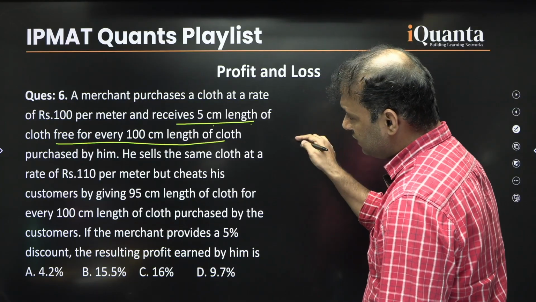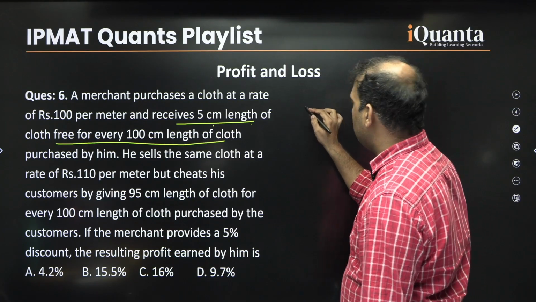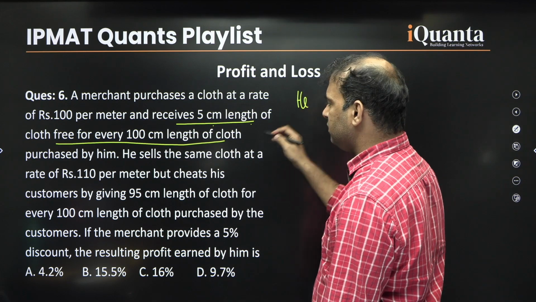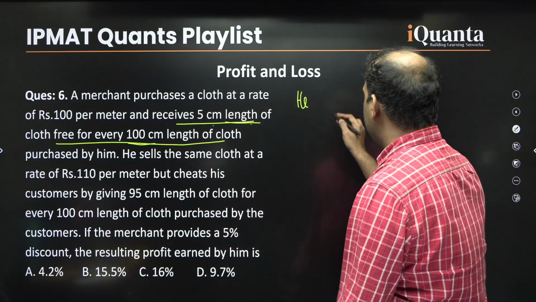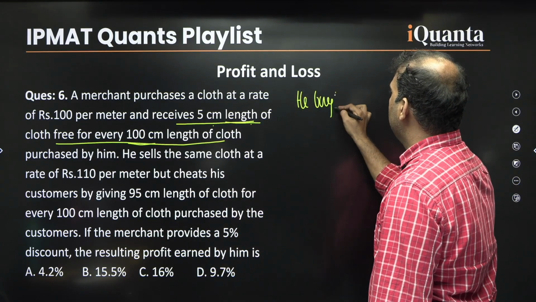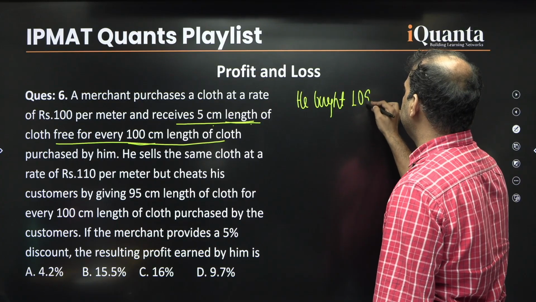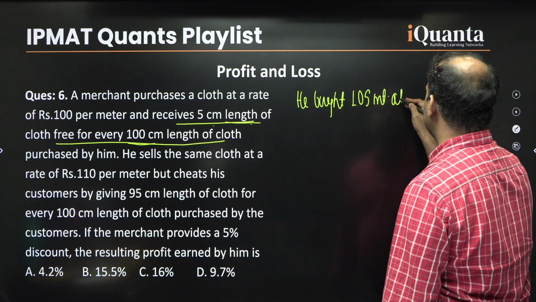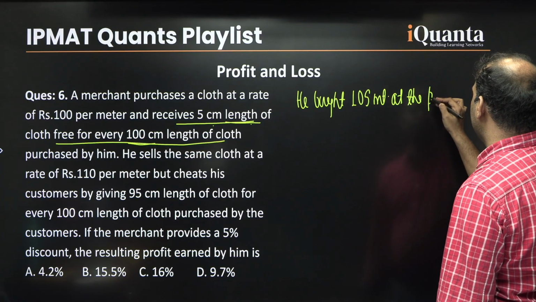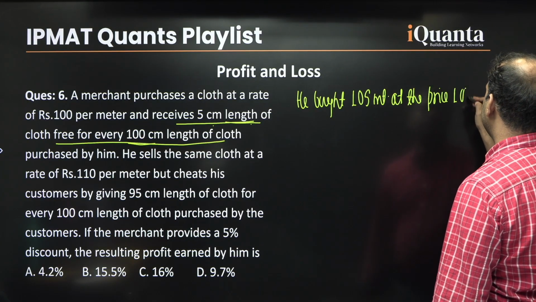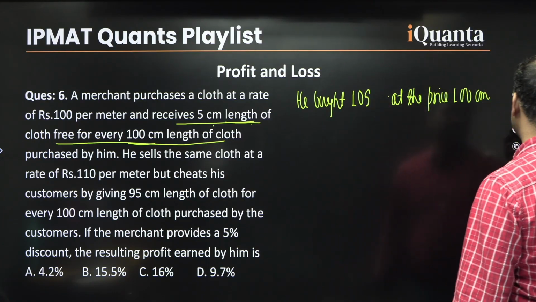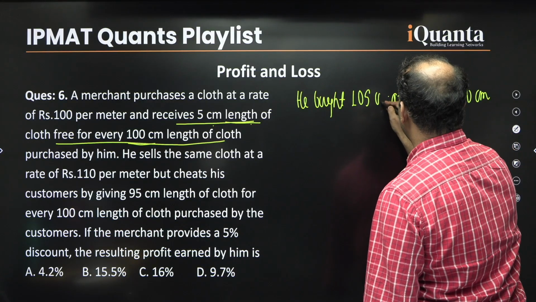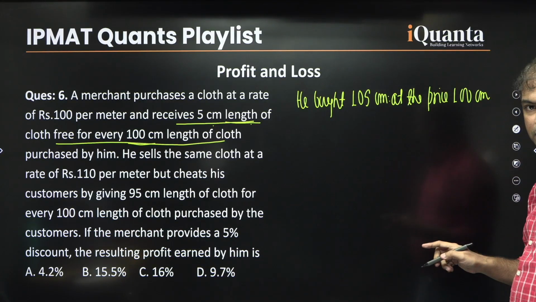So for this we can say what? That he bought how much guys? Ideally he should get 100 centimeter, but he gets 5 centimeter free. So we can say what? He bought 105 centimeter, at the price of 100 centimeter. Okay, I should write centimeter here. He bought 105 centimeter at the price of what? At the price of 100 centimeter, right guys?